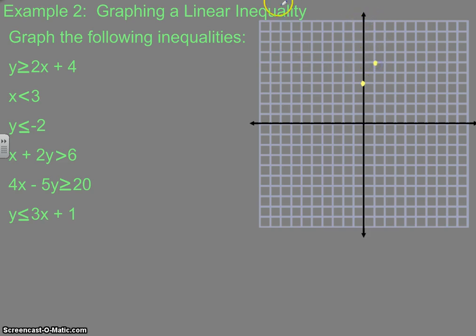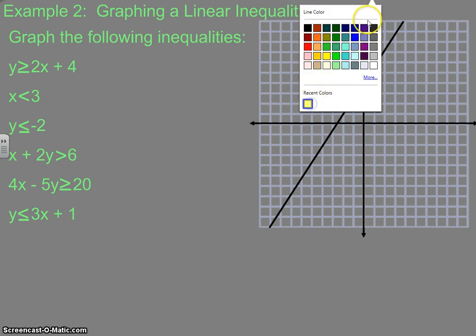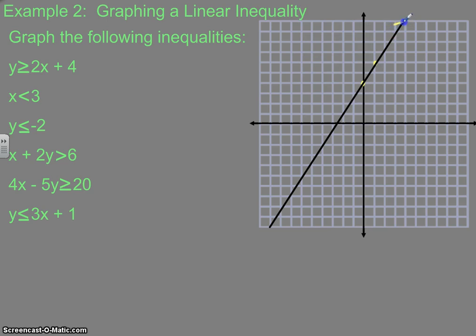When I do this, I'm going to get a line that looks like this. I want to go all the way with it, and I'll show you why in a second. There's my line. Let me get back to my pen. I know it's black, but I'm going to put a yellow tip on it. There we go, there's my line.